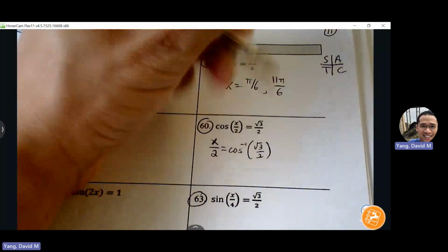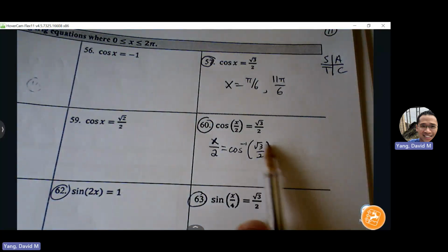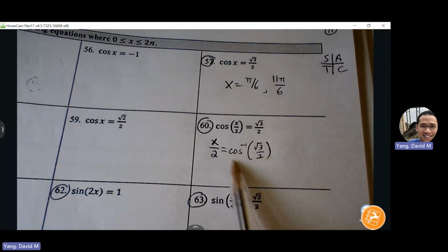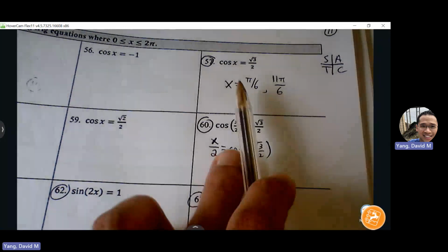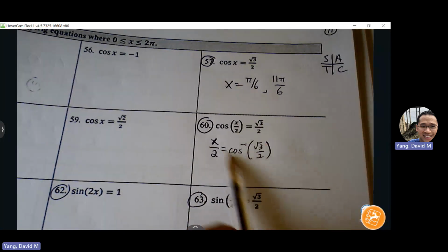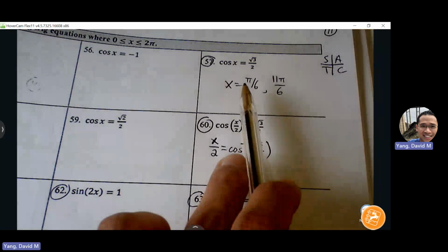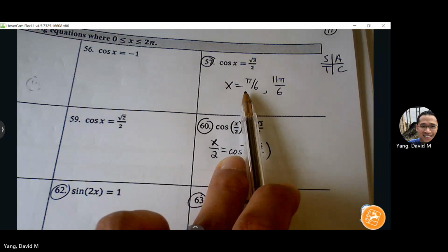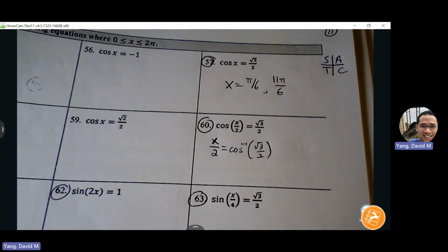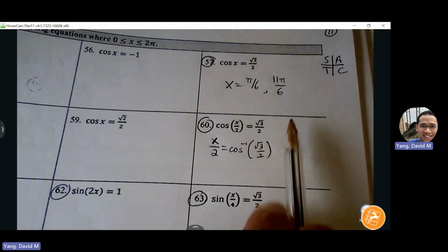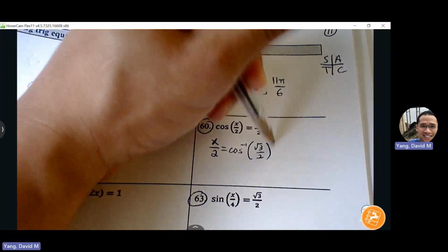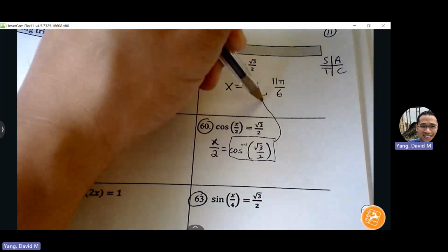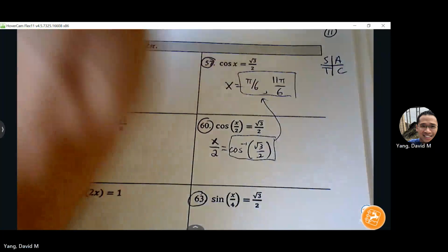Now, this means the same thing. I'm still looking for the radian measure where cosine of theta is equal to root 3 over 2. So I'm going to get the same solution as above, right? We know that cosine of theta is equal to root 3 over 2 when theta is equal to pi over 6, and when theta is equal to 11 pi over 6. So I know that this portion is the same as these here.